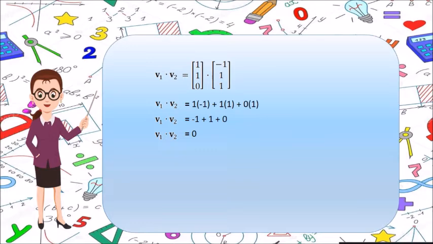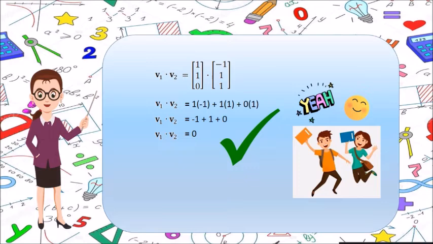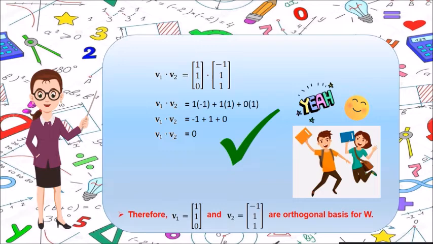So when you get 0, that means your answer is correct. But if you didn't get 0, that means there must be something wrong with your answer. You must check it back. So, as a conclusion, we can conclude that vector 1 equal to (1, 1, 0) and vector 2 equal to (-1, 1, 1) are an orthogonal basis for W.